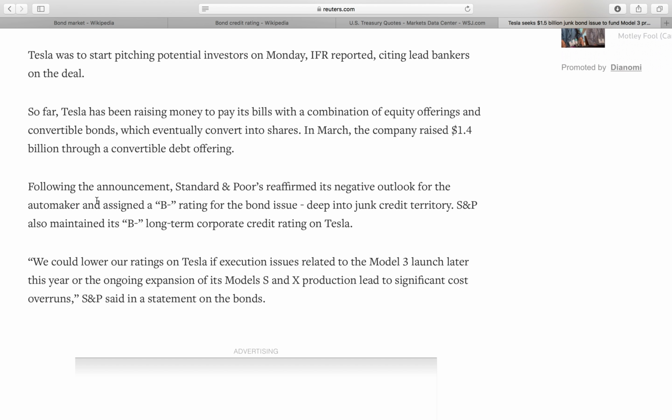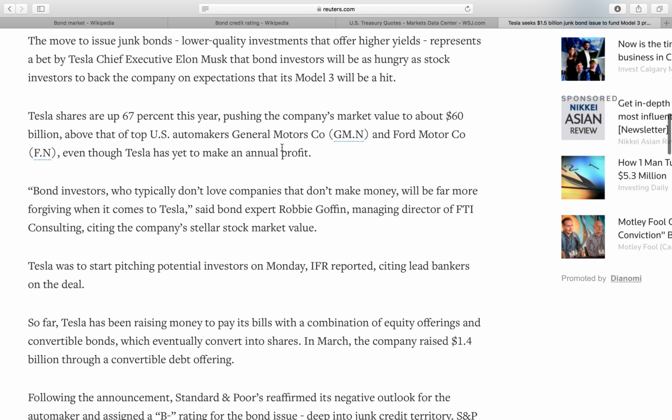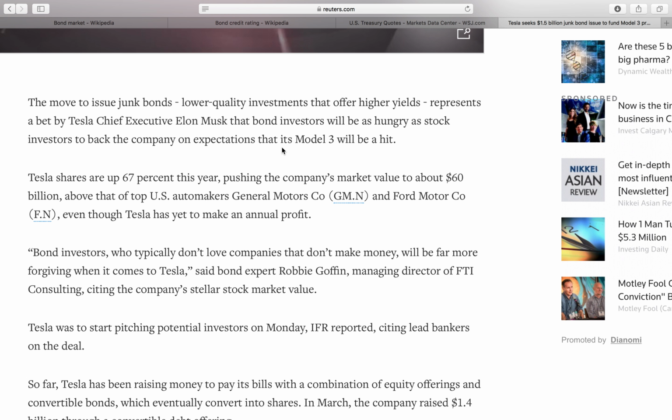I wanted to show you. They were assigned a B-, and this brings them into junk credit territory. And this means that they pay a pretty high coupon as well, right? Because there's not a lot of faith that they might be able to pay back that money when they mature. And I believe they have pretty long maturity on these. I'm not sure if it says here.